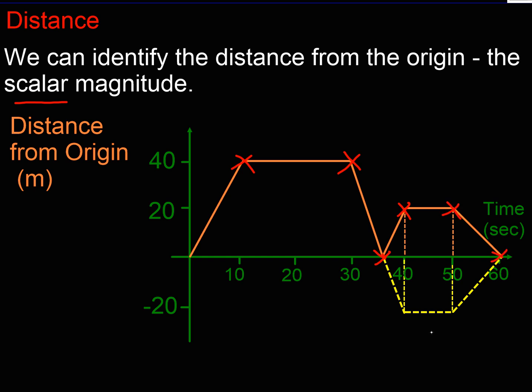So what's the effect of this? Well, in displacement we had negative values here. In distance, as we're only looking at the scalar magnitude, how far away were you? Well, they're going to be positive values, 20 meters here. So that's distance for you.